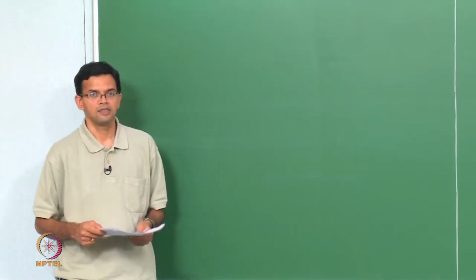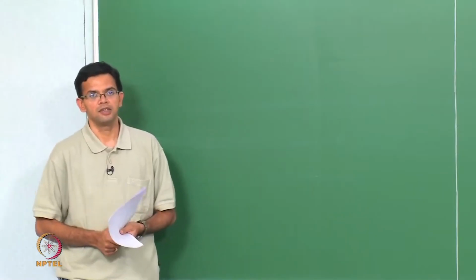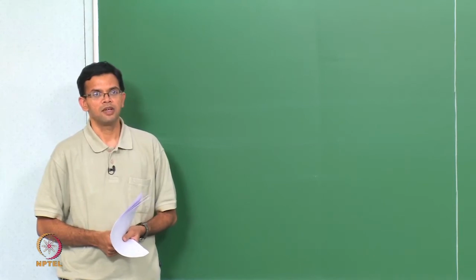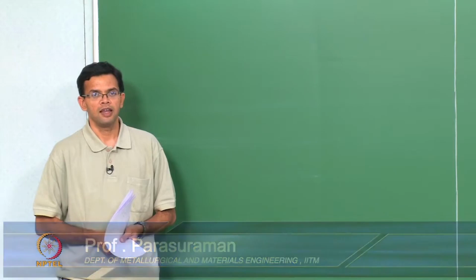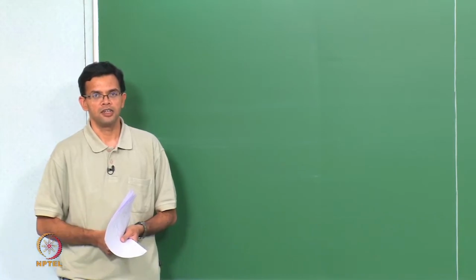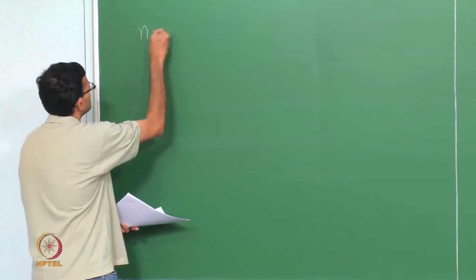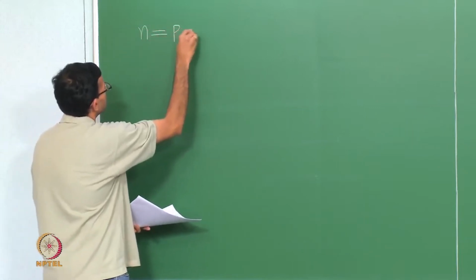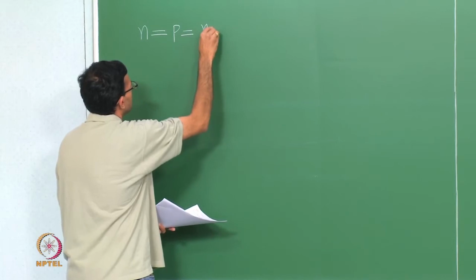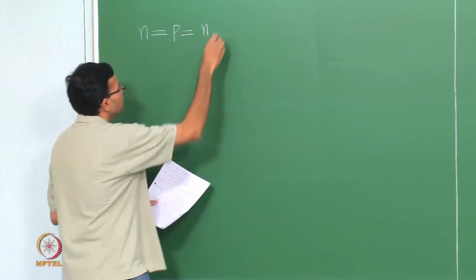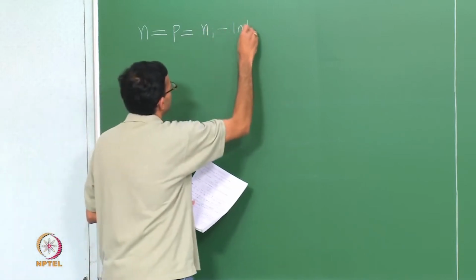Last two classes we looked at intrinsic semiconductors. So, intrinsic semiconductors or pure semiconductors are those where electrons and holes are generated in pairs. We saw that the electron concentration is the same as the hole concentration and we called it Ni, where Ni is the intrinsic carrier concentration.